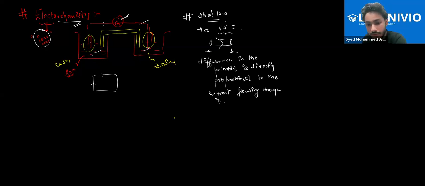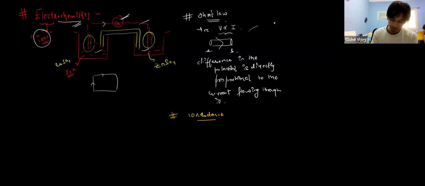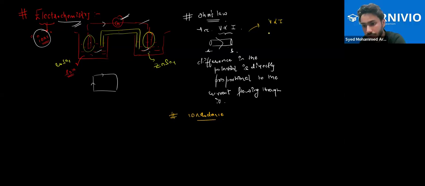Now what is happening here is that there is another term which is known as conductance. What is it? If you see that V is directly proportional to I, and if I remove this proportionality sign, I'll end up getting a constant which is known as R. V equals IR. And R is my resistance.